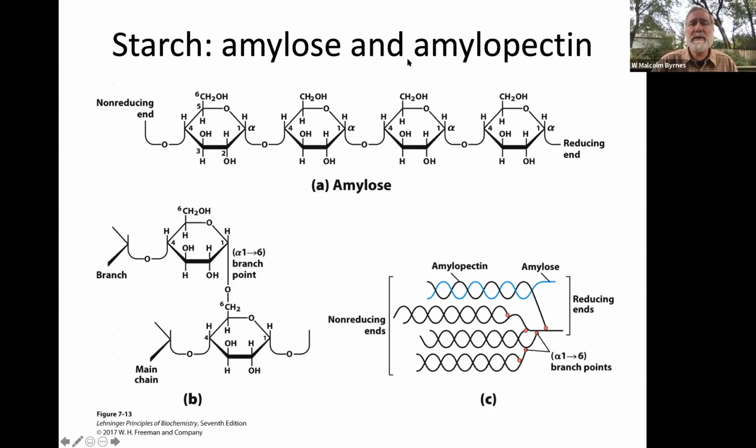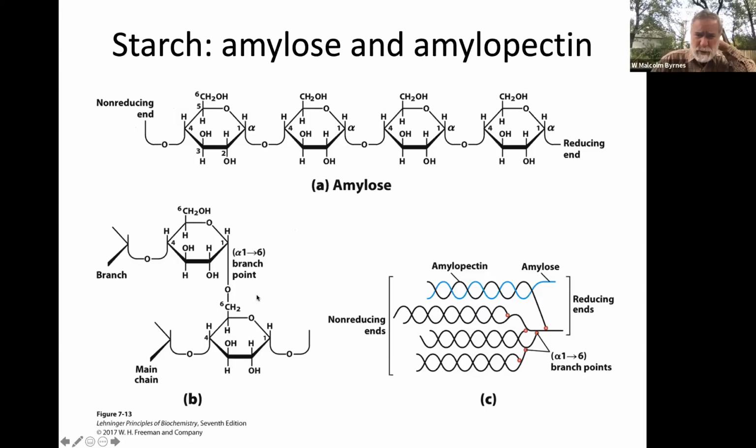So let's take a look at starch first. It has those two components, amylose and amylopectin. Shown in A is amylose. You see the sugar units all connected by alpha-1,4 linkages. We can talk about amylose, which exists as a chain of glucose units, as having a so-called reducing end and a non-reducing end. And I just want to point that out.